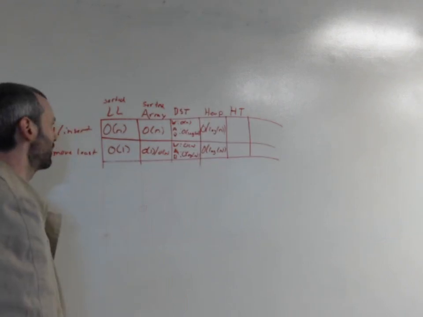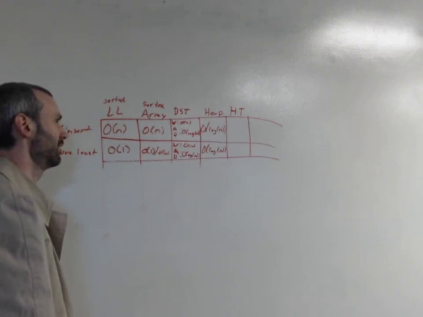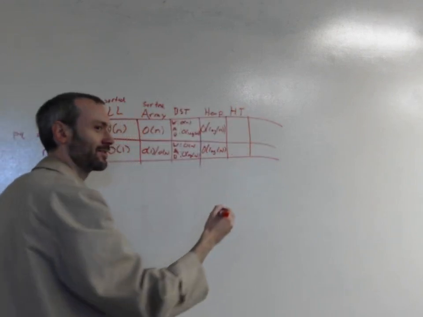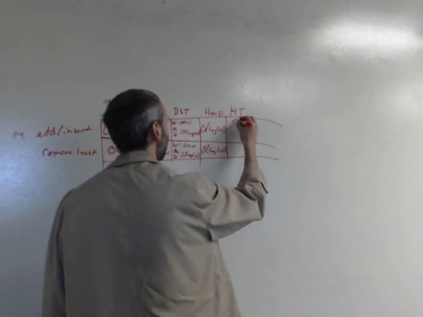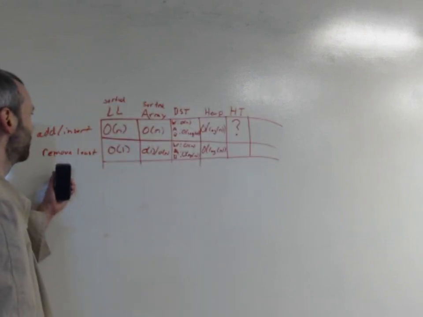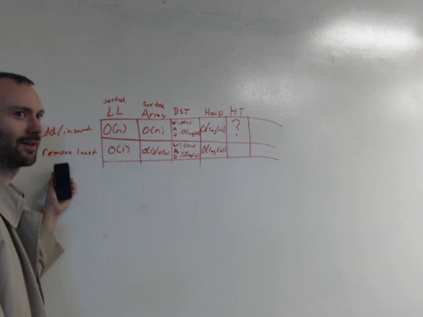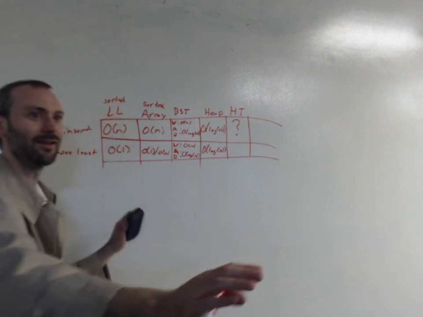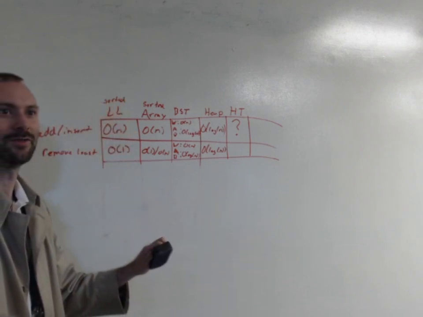We need to add or insert it based on priority. Sure. Does that even make sense? No. How long would it take to remove the least? We'd have to scan the whole hash table, right? Is anyone not following me?